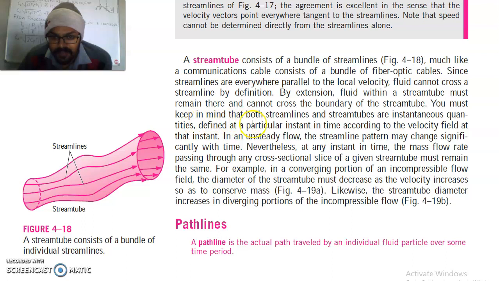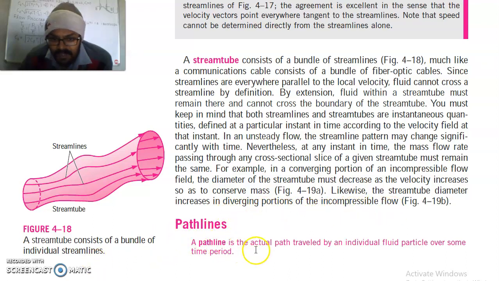You must keep in mind that both streamlines and streamtubes are instantaneous quantities defined at a particular instant in time according to the velocity field at that instant. In an unsteady flow, the streamline pattern may change significantly with time. Nevertheless, at any instant in time, the mass flow rate passing through any cross-sectional slice of a given streamtube must remain the same. For example, in a converging portion of an incompressible flow field, the diameter of the streamtube must decrease as the velocity increases so as to conserve mass. Likewise, the streamtube diameter increases in a diverging portion of an incompressible flow.